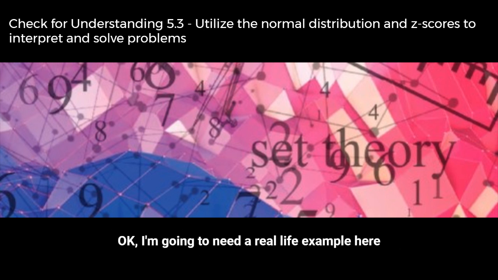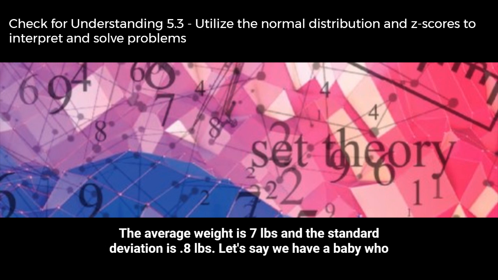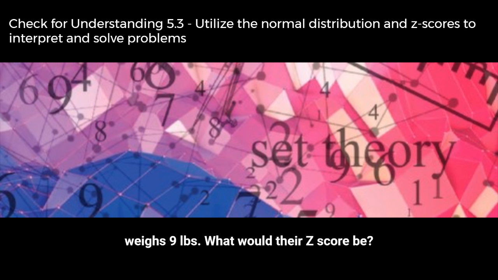Okay, I'm going to need a real-life example here. No problem. The material mentions newborn baby weights. The average weight is 7 pounds, and the standard deviation is 0.8 pounds. Let's say we have a baby who weighs 9 pounds. What would their z-score be?